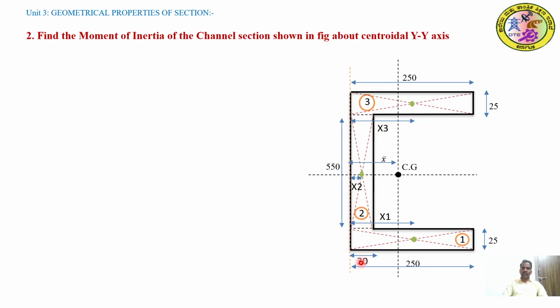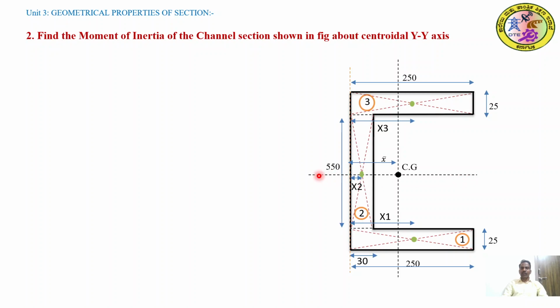To find the center of gravity of the channel section, we must divide it into 3 rectangular boxes. Let's take the bottom flange as one rectangle. So the dimension of the first rectangle is 250 by 25, the second rectangle is 30 by 550, and the third rectangle is 250 by 25. To find the center of gravity, we must provide the reference axis. I am going to provide the y axis exactly along the vertical side of the channel section and the x axis at the center of the channel section.